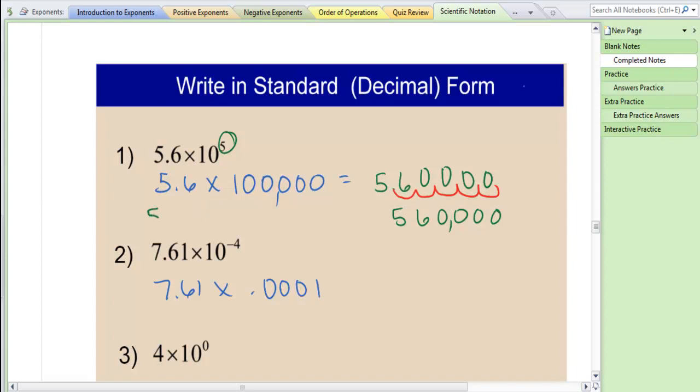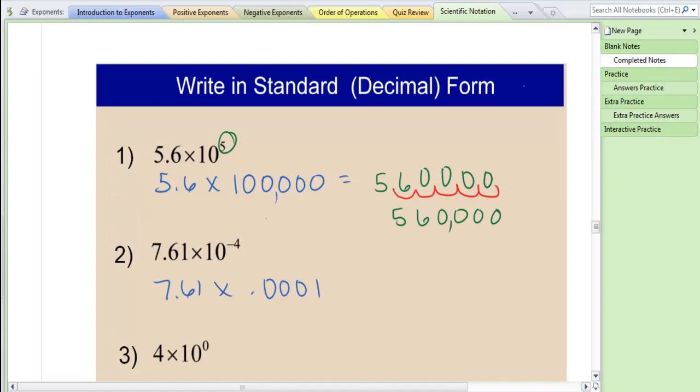If I had 5.601 and I multiplied times 10 to the 5th, I would be getting past these 3 place values and I'd have 2 more place values to go for a total of 5 place values. So how many zeros would I need to add? 2, to get a total of 5 place values that we moved our decimal. So that's a little shortcut in figuring out where to move your decimal.